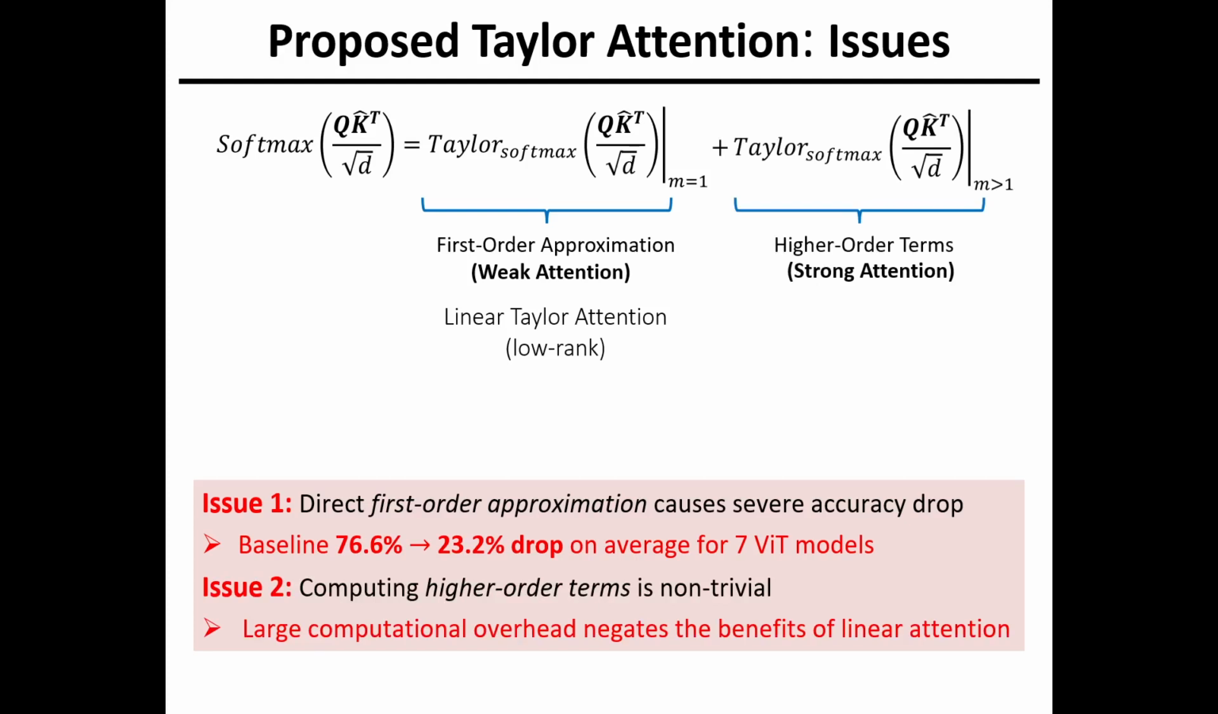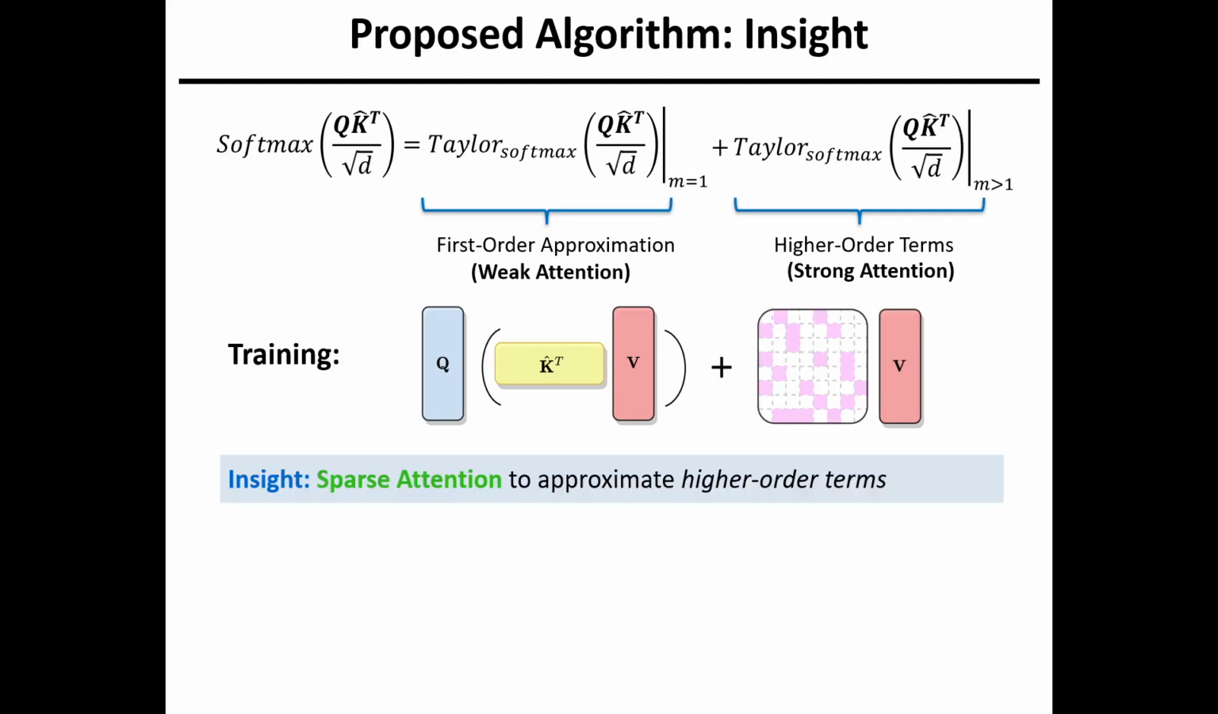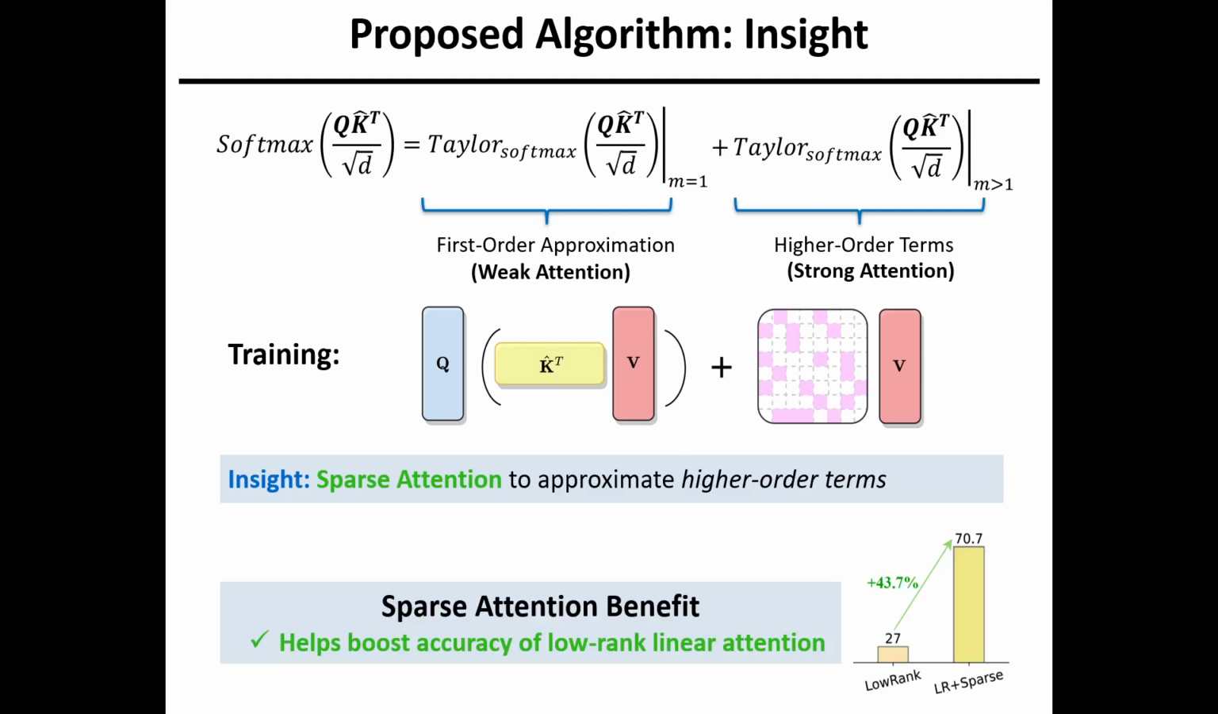However, if we explicitly calculate the higher-order terms, it will pose non-trivial computational overhead, and therefore negate the benefit of linear attention. To address the issue caused by explicitly computing higher-order terms, our insight is to unify low-rank linear attention with sparse attention approximation of the higher-order terms. Here, we apply the threshold-based pruning algorithm in Sanger to prune the higher-order terms, and use the resulting sparse attention to approximate the higher-order terms. The sparse attention during training helps regularize and boost the accuracy of the otherwise low-rank linear attention.